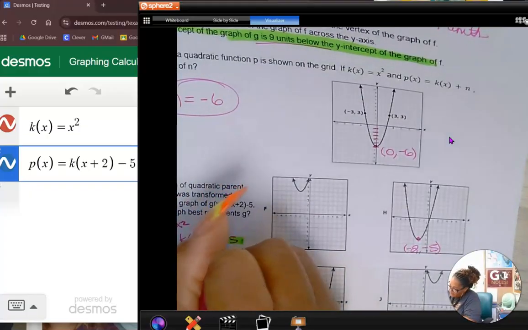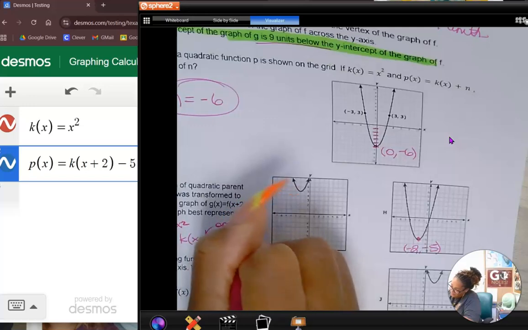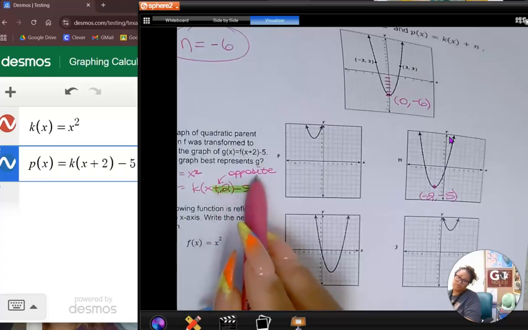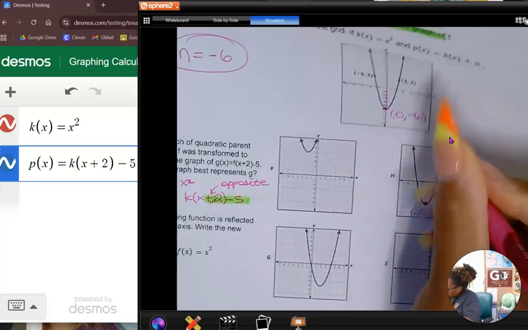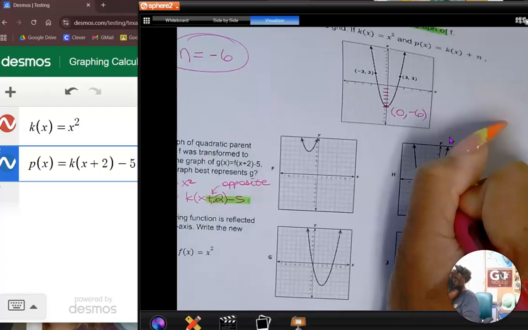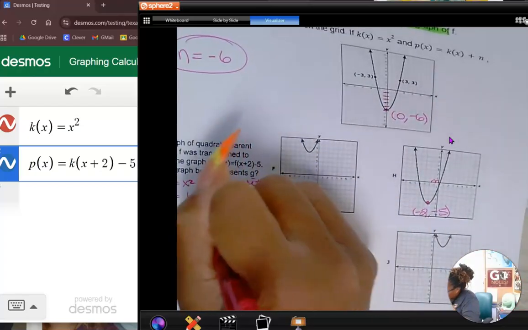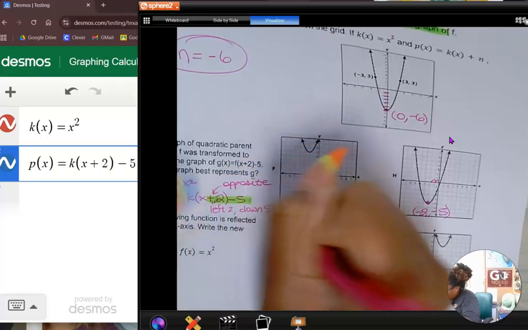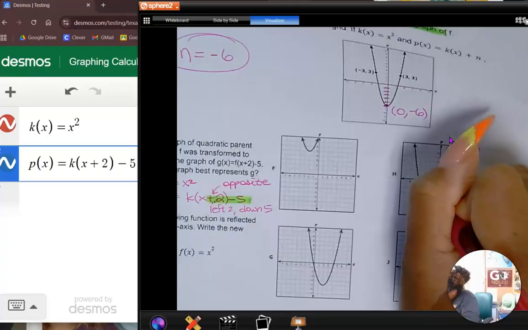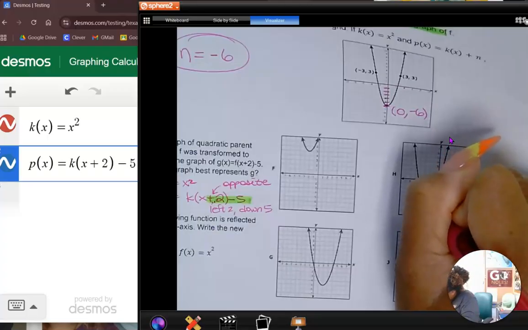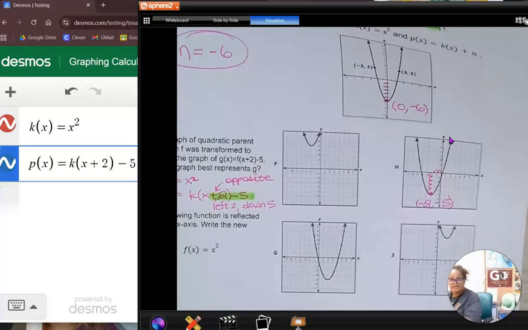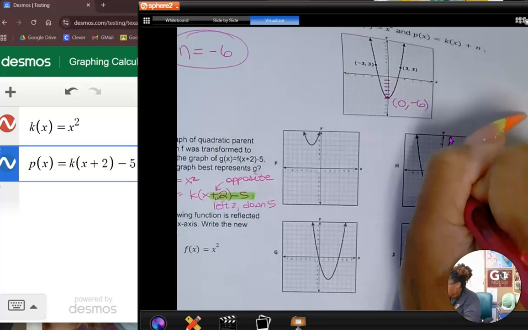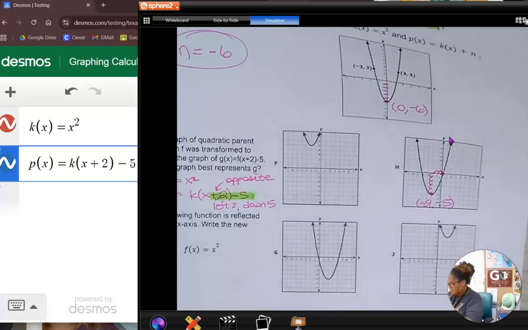Remember, the inside is always the opposite of that. So typically when we add along the x-axis, we go to the right, but we're doing the opposite, so it goes to the left. 1, 2, and then it goes down 5. Left 2, down 5. 1, 2, 3, 4, 5. All right, so that's the left 2 and down 5. And remember, my parent always starts at the origin.